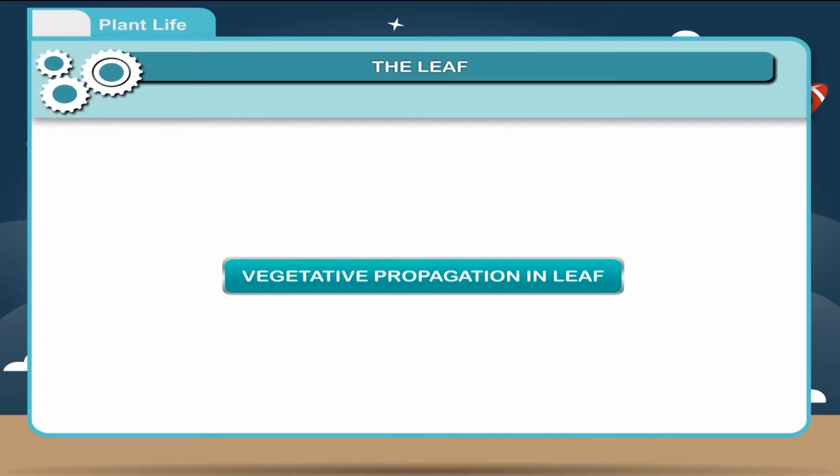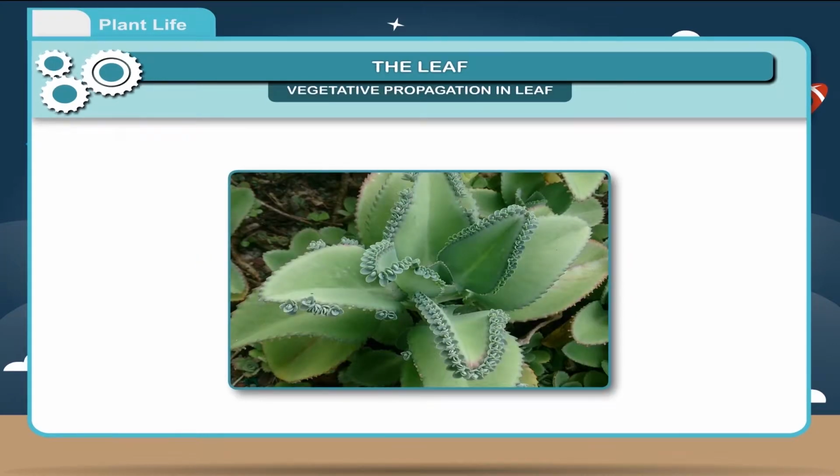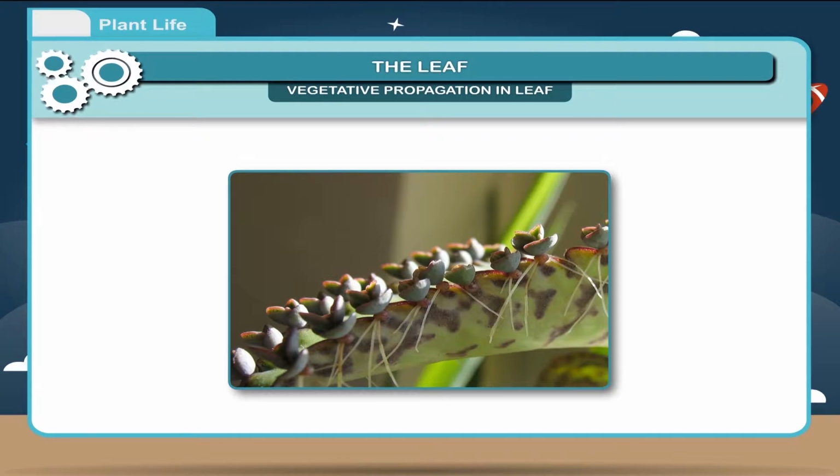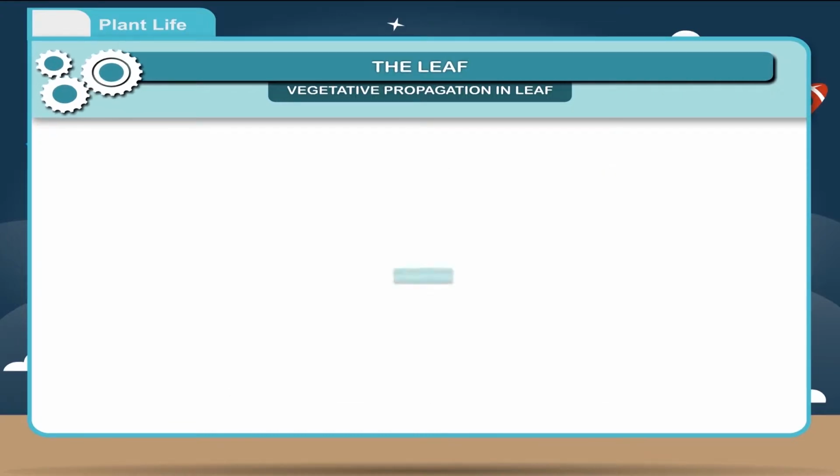Vegetative propagation in leaf. Some plants, like the bryophyllum, have fleshy and thick leaves bearing buds on its edges. These buds on the edges of the leaves grow as new plants. When leaves fall down on the ground, the buds start growing.